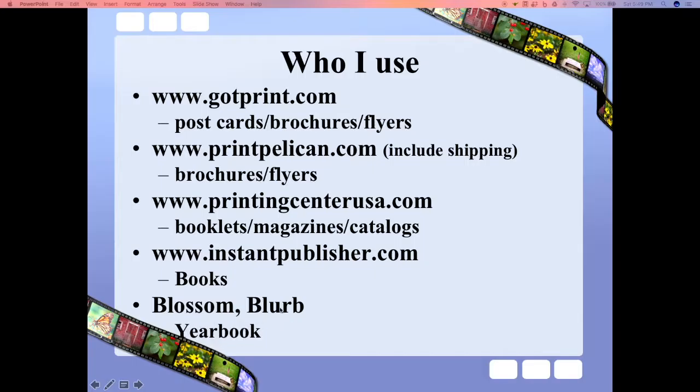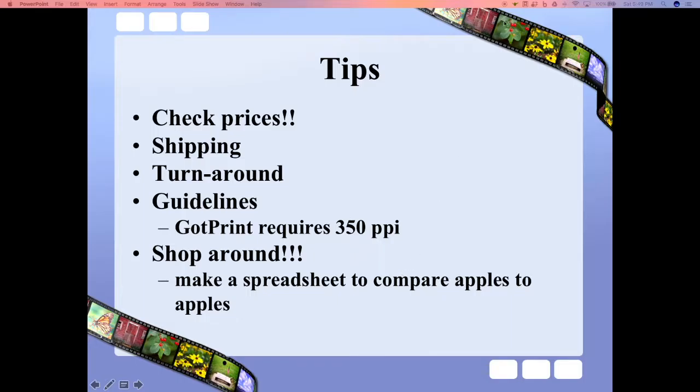And we've used Blossom for our yearbook. We're doing that this year. Blurb we've also used for our yearbook. Shutterfly, you can do books, right? So you just be careful as you're doing that. My tips for you is to check prices. Make sure you're looking if shipping is included. How much is the turnaround? What are their guidelines or specs?